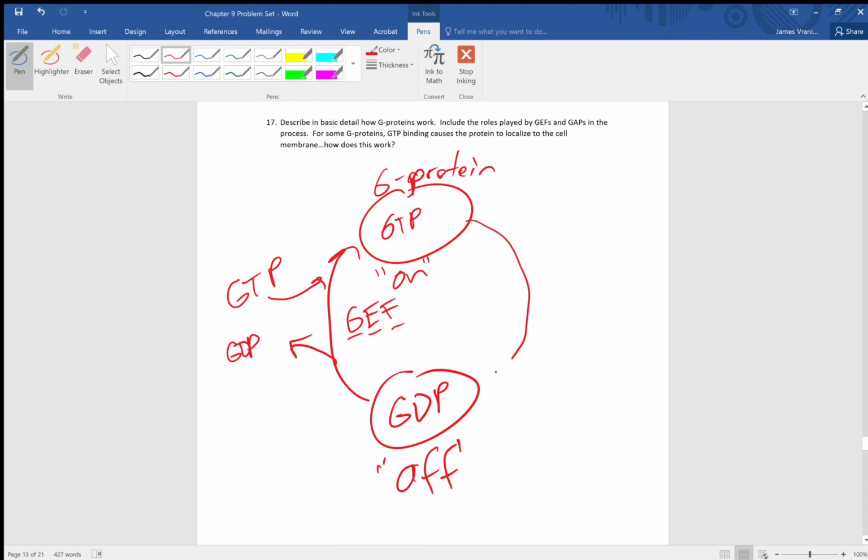Now to go from the on state to the off state, what is happening here is a hydrolysis reaction. So the GTP is getting hydrolyzed to form GDP and a phosphate, and then the phosphate just leaves. The proteins that accelerate this process are called GAPs. These are GTPase accelerating proteins. So GAPs will accelerate the hydrolysis. GEFs will accelerate the exchange process. So in a nutshell, that's how G proteins work.